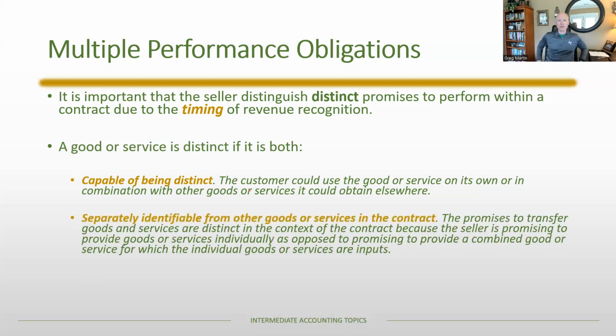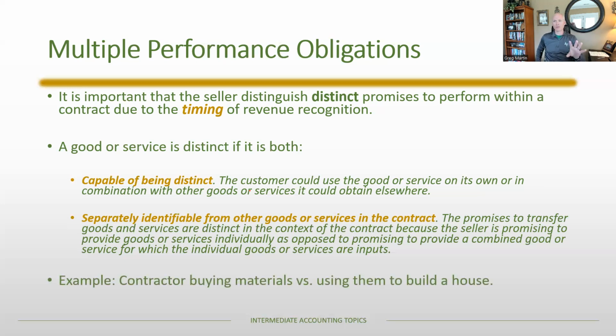And then second, are they identifiable in the contract? In other words, first, are they capable of being distinct, and then, are they identifiable in the contract? A key feature there is, is there an individual obligation, or are they kind of holistic? I think an example does help with this, especially the second one.